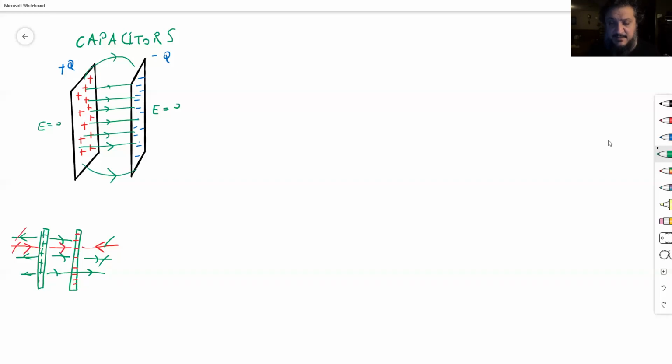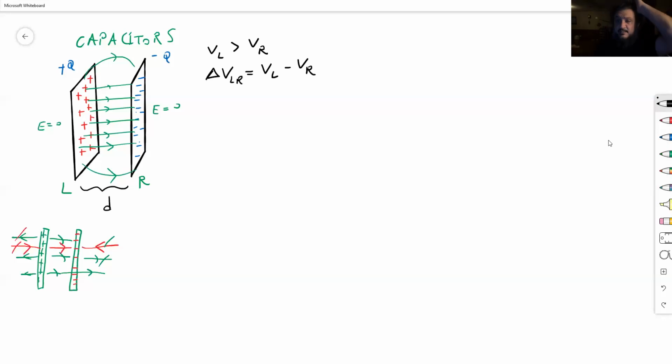Obviously, let's call the plate on the left L, and the one on the right R. The one on the left has a higher potential, VL greater than VR. Remember, electric field goes from high potential to a lower potential. So the potential difference when these plates are D apart, delta V, is VL minus VR. Call it delta V LR if you like, just a shorthand for VL minus VR.